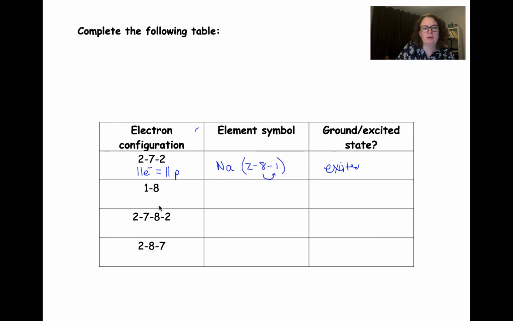We can do the same thing for our next one. First thing is to count up the number of total electrons. So we have 9 electrons, which is equal to 9 protons in a neutral atom. We can find atomic number 9, which is associated with fluorine. And fluorine has a ground state configuration of 2-7. So again, if we compare ground state versus our given state, they're different. And it looks like an electron has moved from the n equals 1 shell into the n equals 2 shell. So again, this one is going to be excited.